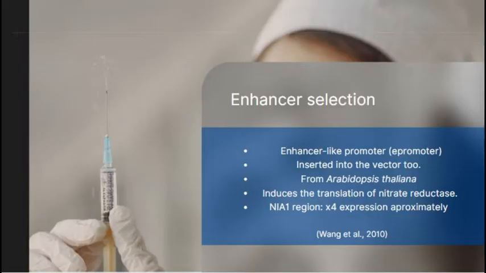One research team found an enhancer-like promoter of the NIA gene in Arabidopsis thaliana called NIA1. It induces the translation of nitrate reductase and causes a 4-time overexpression. This is the promoter we chose to use.